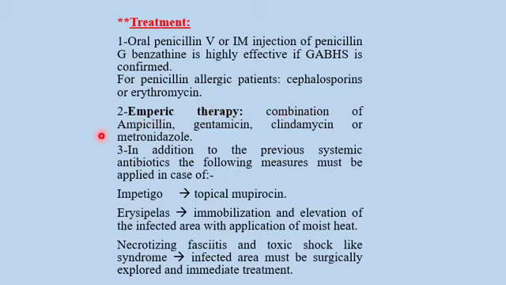In addition to the previous systemic antibiotics, the following measures must be applied in certain cases اللي اتكلمنا عنهم. زي impetigo, this skin infection احنا قلنا topical mupirocin is very effective. Erysipelas, in this case we need to لو حصلت دي في ال lower extremities في الليمس المفروض الشخص doesn't move his legs فالمفروض يعمل elevation of the infected area with application of moist heat.